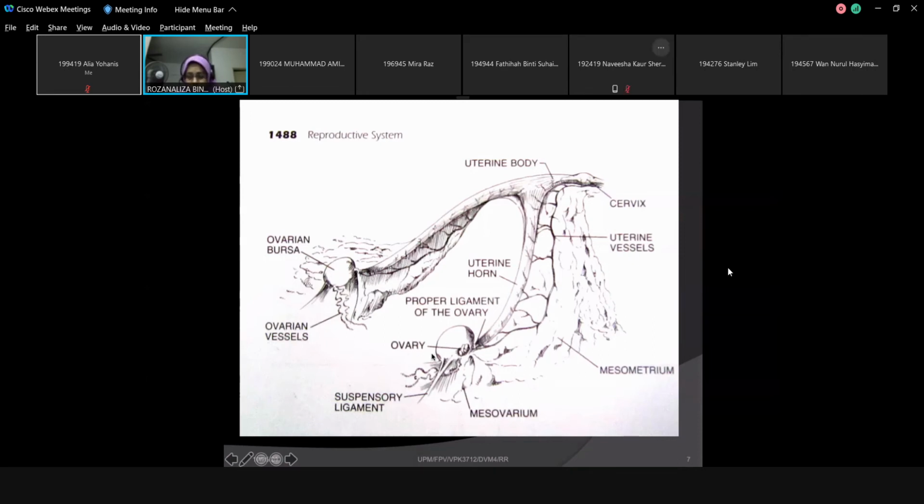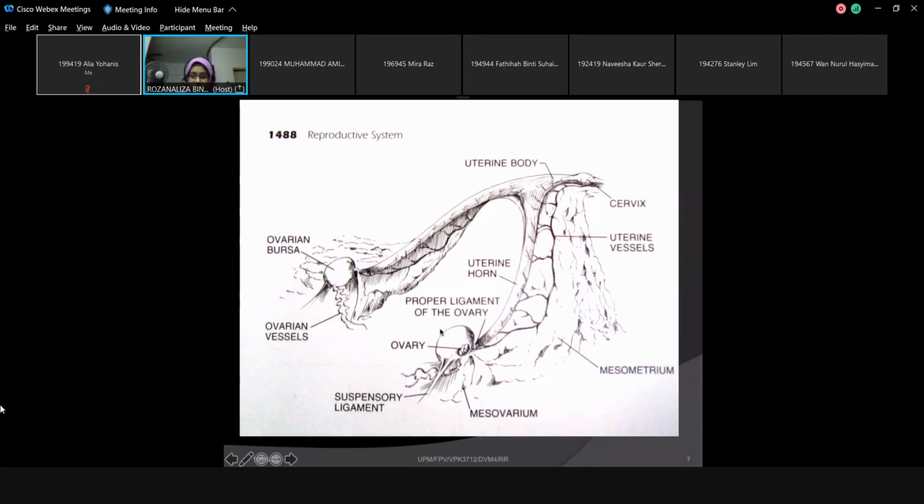Since you are doing veterinary medicine, please be detailed. So this is your ovarian bursa. Inside your bursa, you have your ovary. And then your proper ligament, a very important ligament during the OHE. And then you have your suspensory ligament and you have your ovarian vessel here.